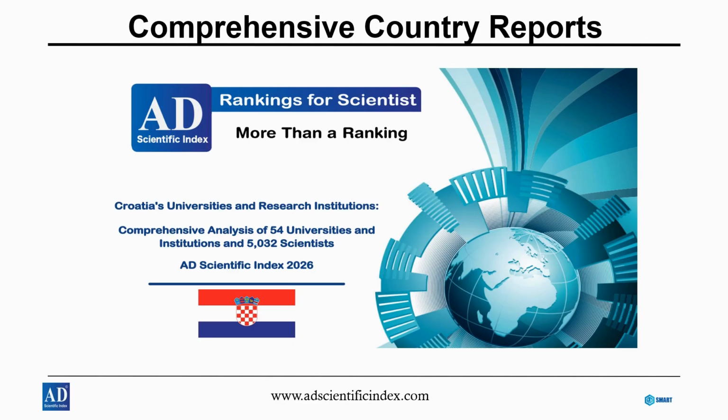Imagine gaining a complete, data-driven understanding of an entire country's academic landscape. Every university, every research institution, every scientist. Now picture having all of this insight in one unified report. The comprehensive country report provides exactly that. For Croatia, it delivers an in-depth analysis of 54 universities and institutions, covering the performance of more than 5,000 scientists. Rather than offering just rankings, it uncovers strengths, gaps, emerging fields, and strategic opportunities.